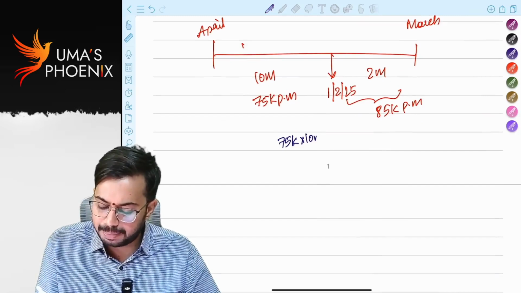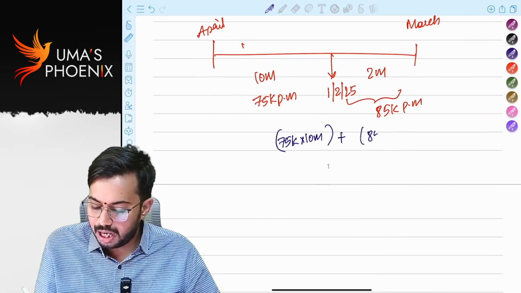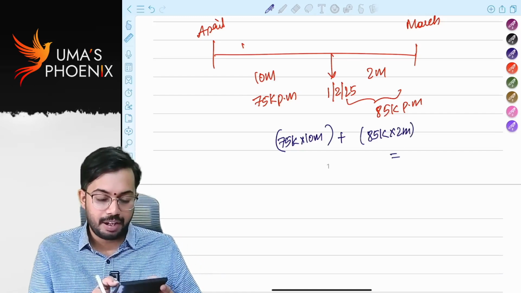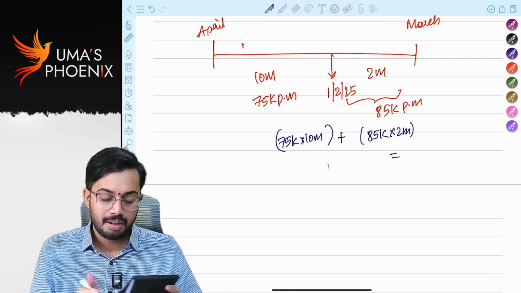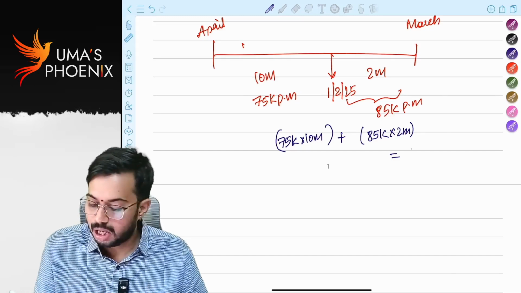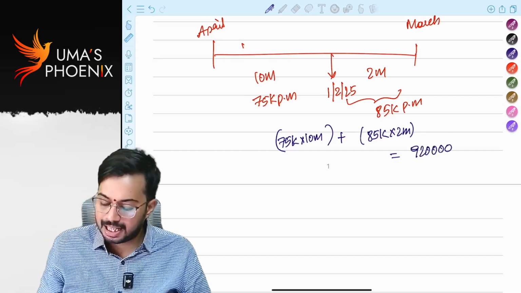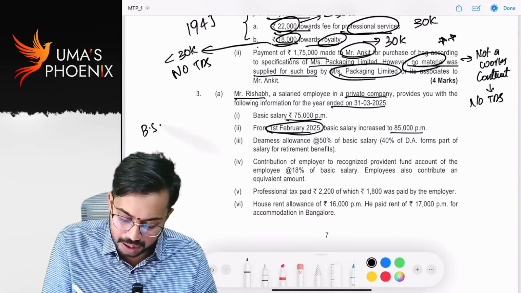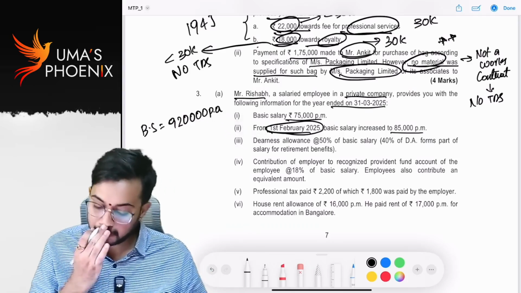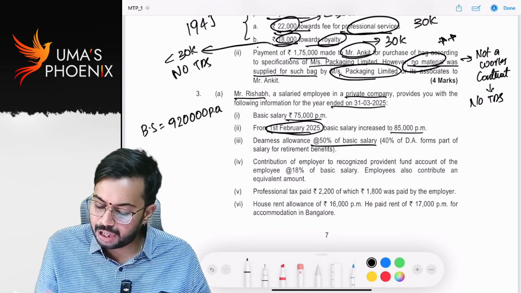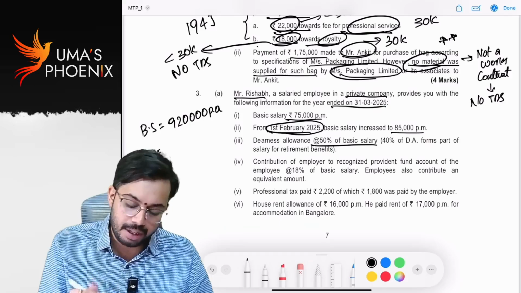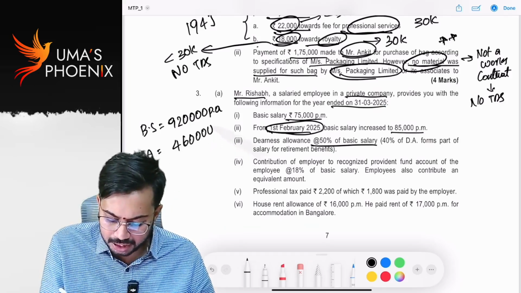75,000 into 10 months plus 85,000 into 2 months. How much? 75,000 into 10. 9,20,000. So basic salary is 9,20,000 per annum. Dearness allowance 50% of basic salary. So how much is DA? 9,20,000 divided by 2. DA is equal to 4,60,000.